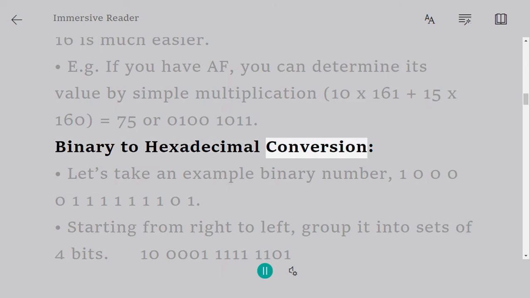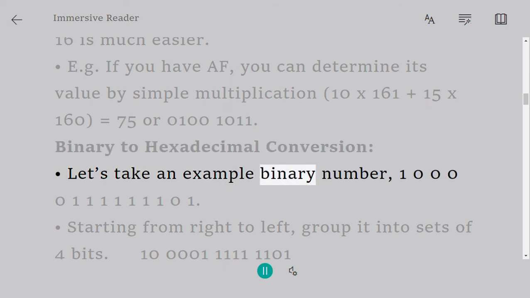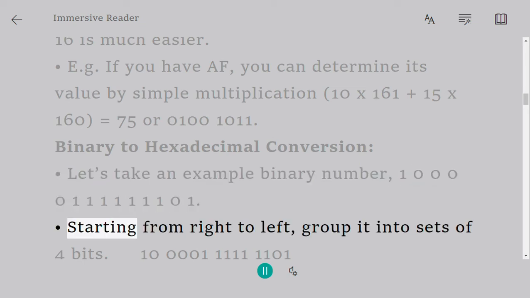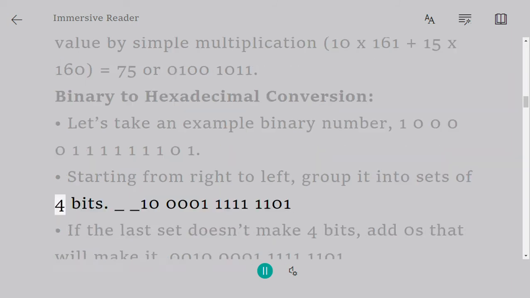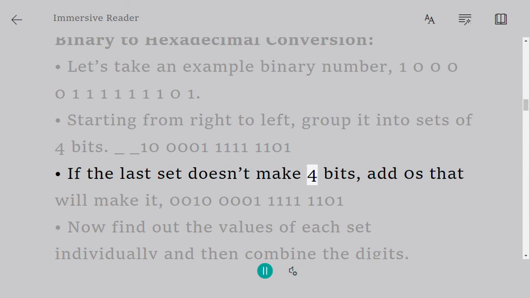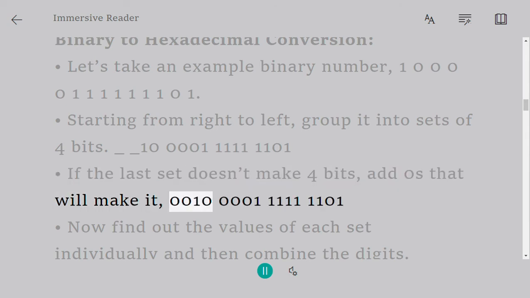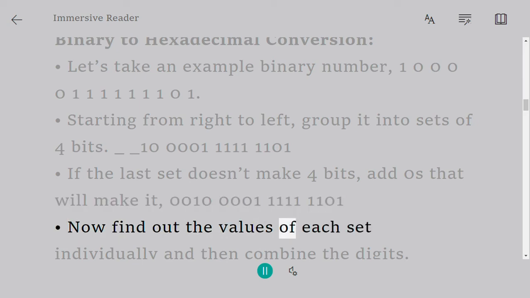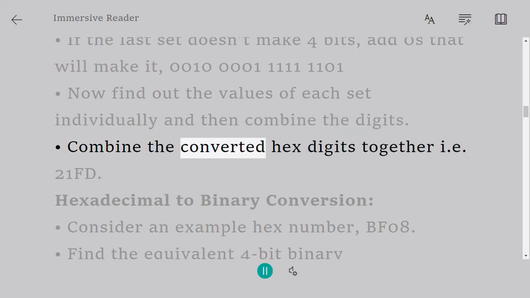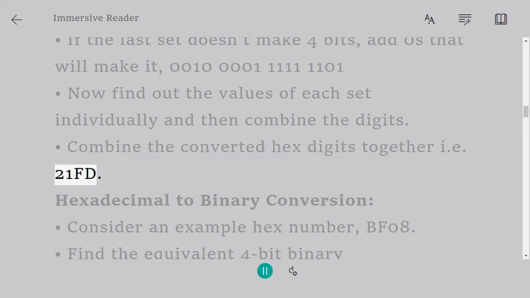Binary to hexadecimal conversion. Let's take an example binary number, 10000111111101. Starting from right to left, group it into sets of 4 bits. If the last set doesn't make 4 bits, add zeros to make it 4 bits: 0010 0001 1111 1101. Now find the values of each set individually, and then combine the converted hex digits together, that is 21FD.